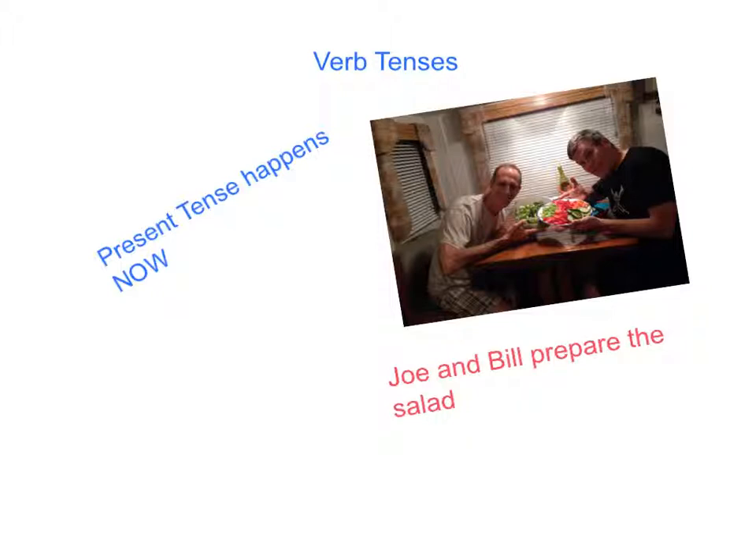So let's take a look at verb tenses in English. Present tense happens in the present. It is happening right now. So look at this example: Joe and Bill prepare the salad. That's present tense, no ed. Prepare is a regular verb, so it's just prepare.